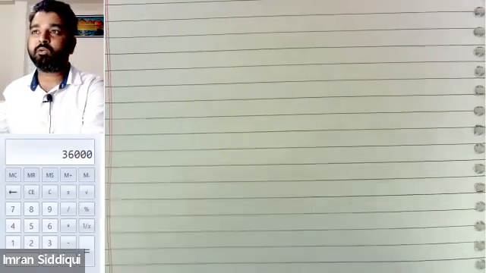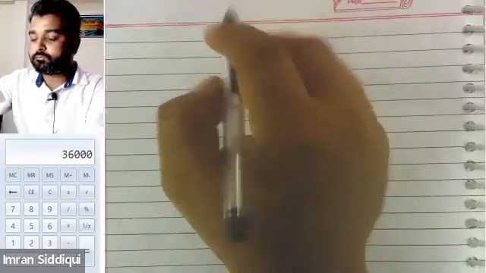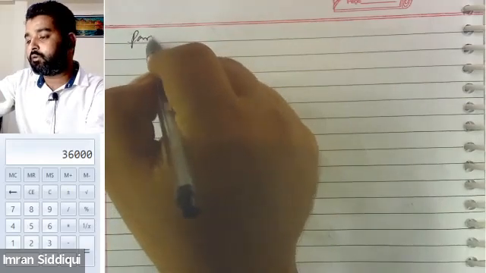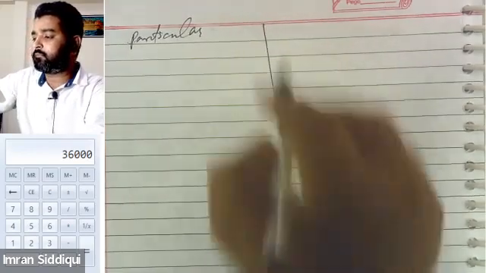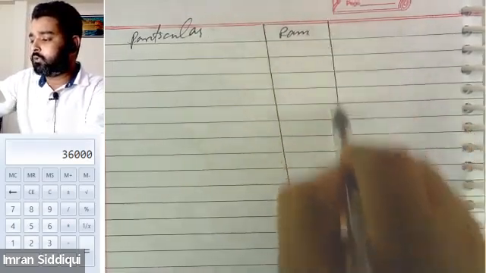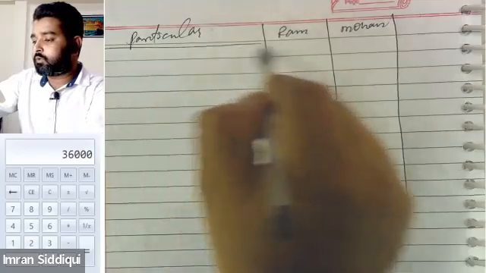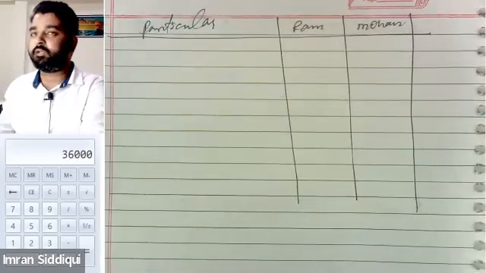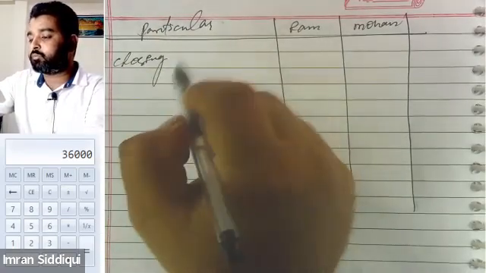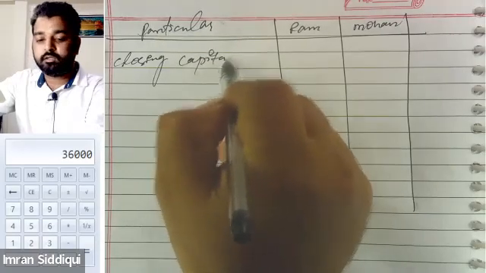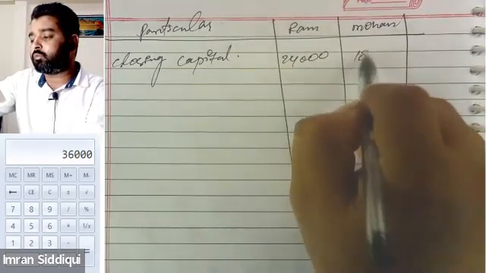And I don't want anyone to write it down. Just try to understand, pay attention. So first of all, we will write down the particulars, and the names of the partners are Ram and Mohan. Okay, so we will be making a tabular representation. First of all, the closing capital balances are given for both the partners. Their closing capital balances are 24,000 for Ram and 18,000 for Mohan.